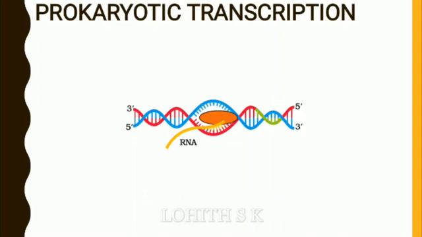If the parental DNA strand consists of deoxyguanylic acid, the RNA strand will contain cytidylic acid, because G is complementary to C. If the parental DNA strand consists of deoxycytidylic acid, then the RNA molecule will contain guanylic acid instead of deoxyguanylic acid, because DNA consists of deoxyribose but the RNA consists of ribose sugar.